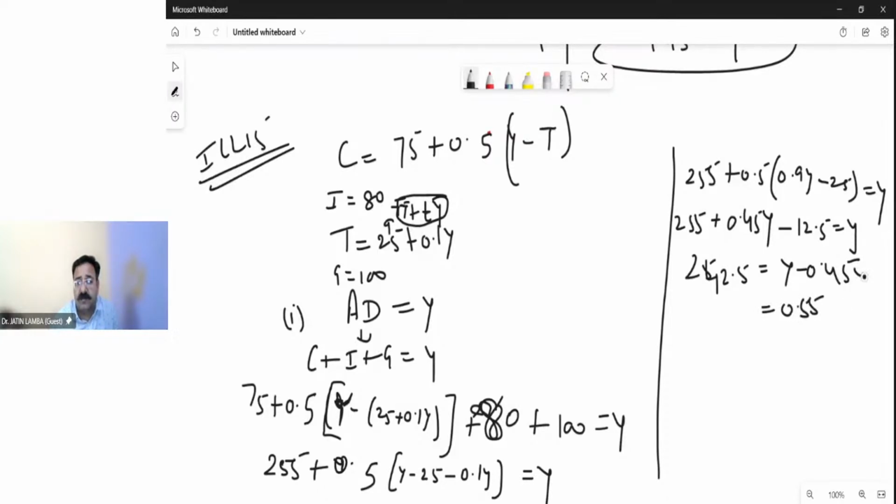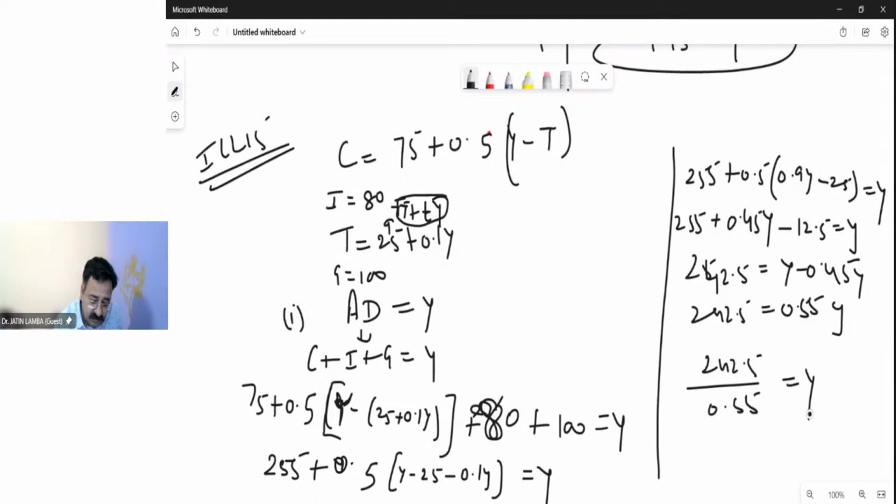0.55 Y equals 242.5, so Y is 242.5 divided by 0.55. It is 440.909, or you can write it as 441 also. So this is the equilibrium level of income.